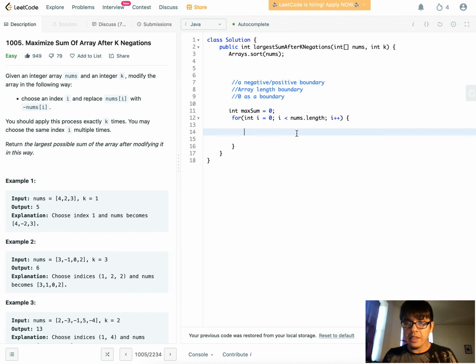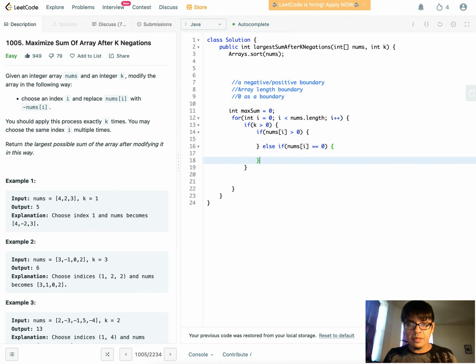So I'm gonna put something together. If k is greater than 0, that means that we can perform negations. We still have negations left. Nums I is greater than 0. I'm going to just put the skeleton for the different boundaries, right? If nums I equals 0, else if nums I less than 0. Okay, so we have all these cases here, and then finally, let's make sure what happens at the end of the day.